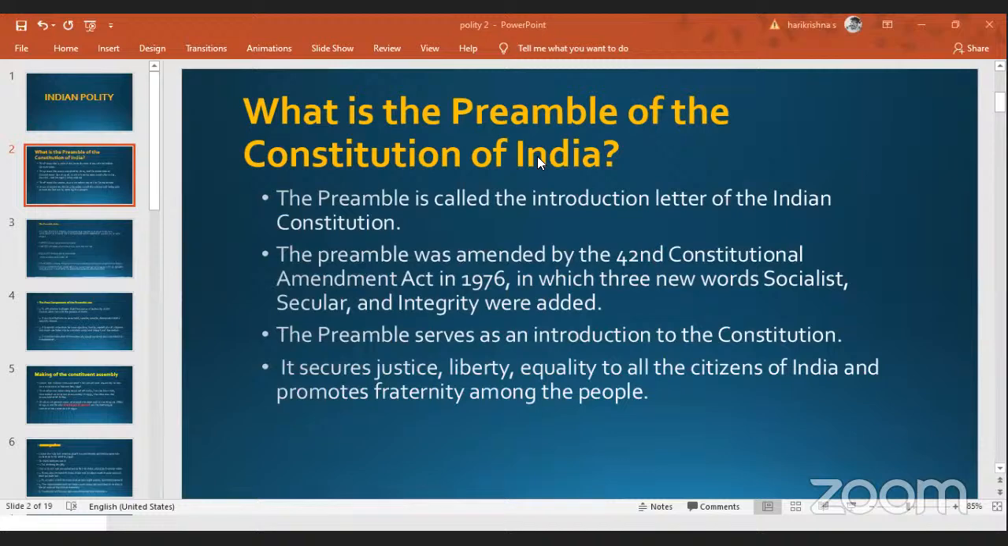Okay. So in this session, we are going to discuss the Indian Constitution. The preamble is called the introduction letter of the Indian Constitution. The preamble was amended by the 42nd Constitutional Amendment in 1976. In this, three new words, that is socialist, secular, and integrity, were added. That is in the 42nd Constitutional Amendment Act in 1976.